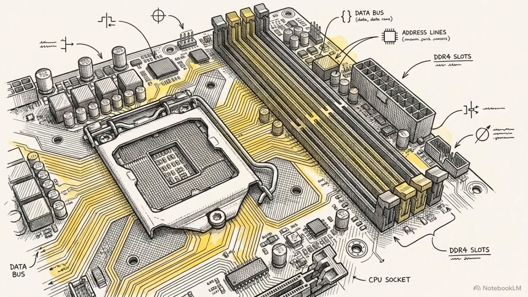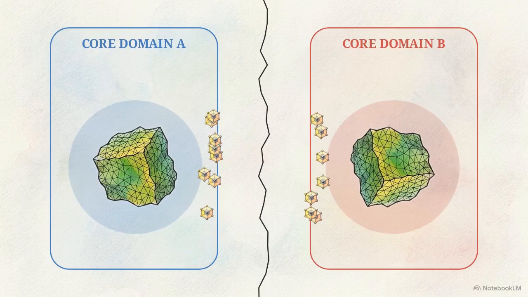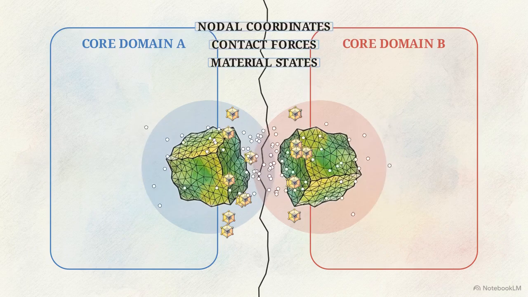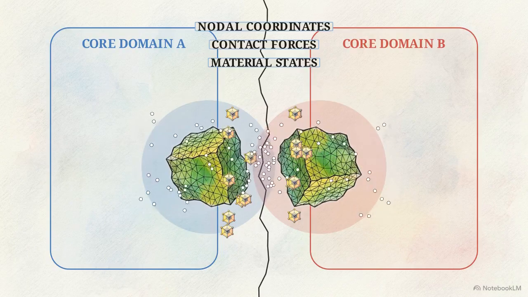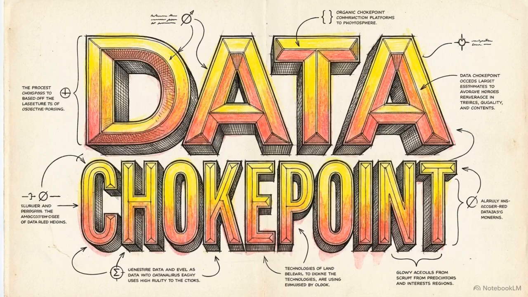We have to look past the processing units themselves and focus on the physical data pathways connecting those cores to the system's memory. Consider the exact boundary where two core domains intersect. During an impact, these sections violently deform and physically overlap. Calculating this cross-boundary collision requires an instantaneous exchange of nodal coordinates, contact forces, and material states. This creates a severe hardware limitation known as memory bandwidth.